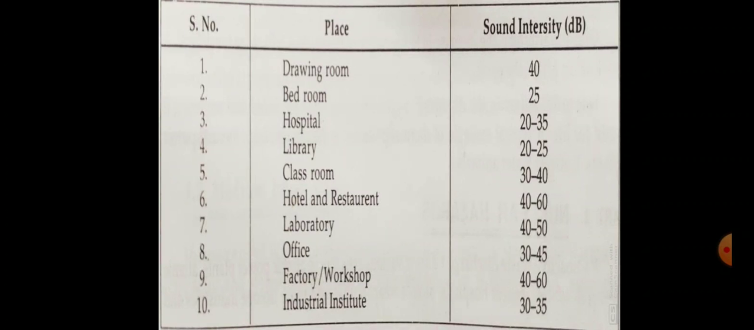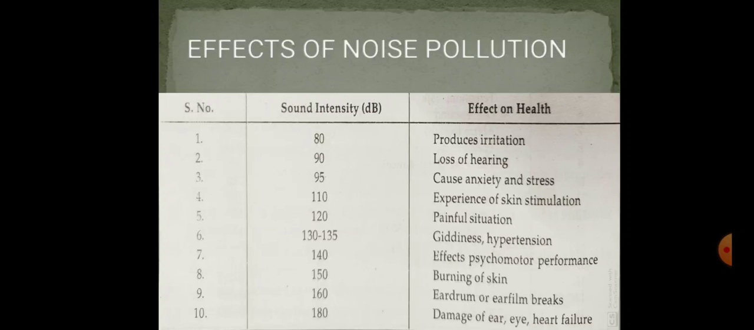In hospital 20 to 35. In library it is 20 to 25. In classroom it should be 30 to 40. Hotel and restaurant 40 to 60. Laboratory 40 to 50. And office 30 to 45. And the factory 40 to 60. And the industrial institute 30 to 35. So these are the levels of intensity at various places, the limits according to the World Health Organization.